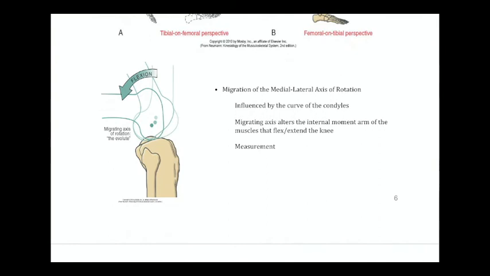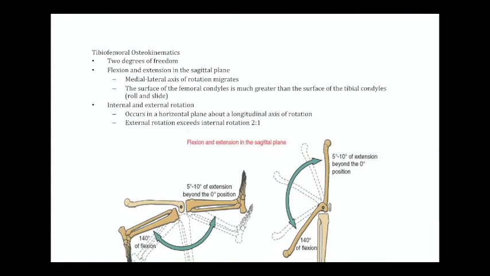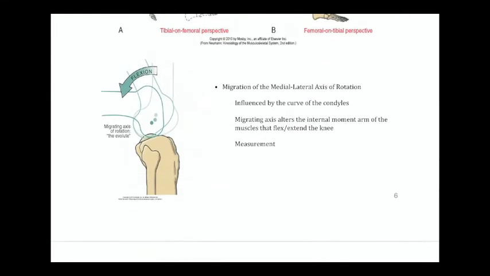Here is that migration that we talked about a second ago. Rotation migrates. So here we have that rotation. When we are at full flexion, our axis is here. And then as we extend, our axis kind of goes up a little bit because there's this roll and slide happening, and the bones aren't necessarily fixed to each other. We have a little bit of change of axis as it rotates. So it's influenced a lot by the curve of the condyles.